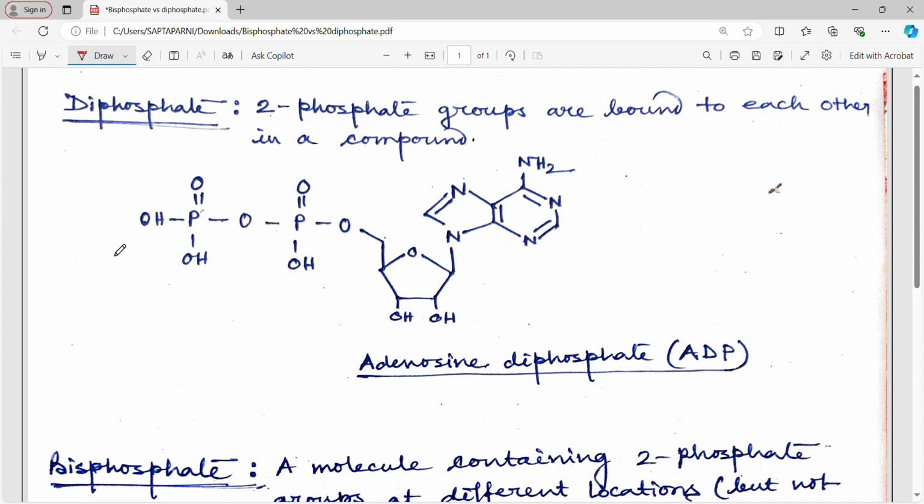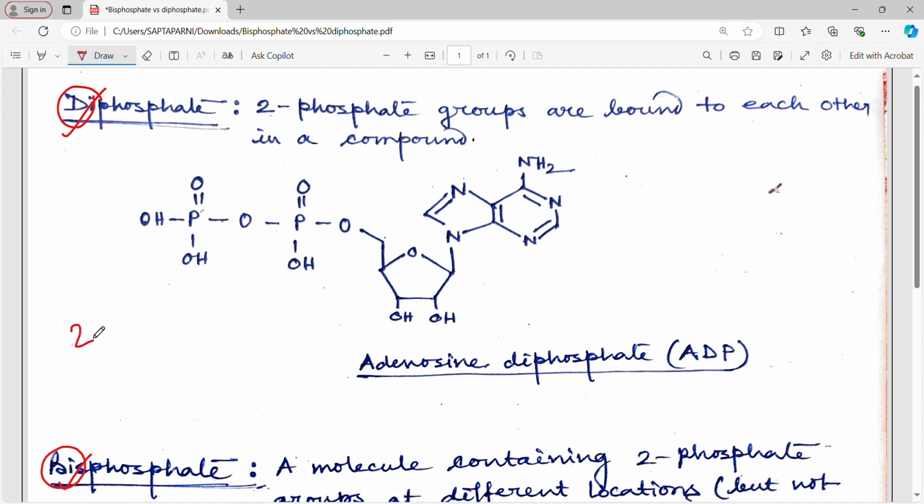So in today's video, we are going to discuss the difference between two terms of biochemistry. One is diphosphate and another one is bisphosphate. If you are a student of biochemistry or zoology or botany, you may have heard about these two terms. Now both in diphosphate, the di word, and in bisphosphate, the bis word, mean two.